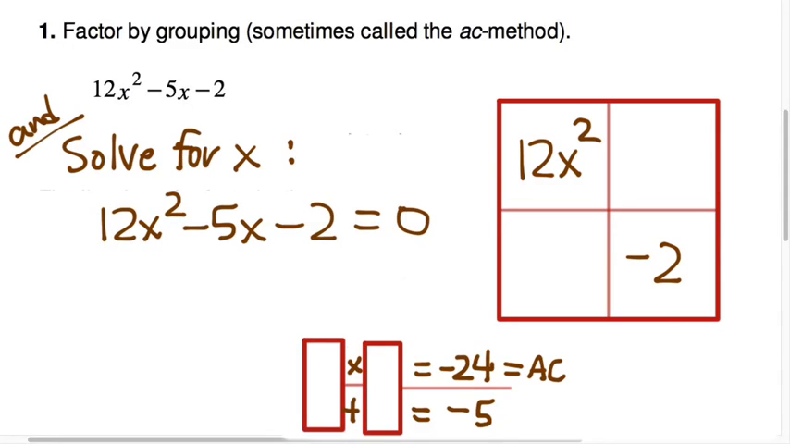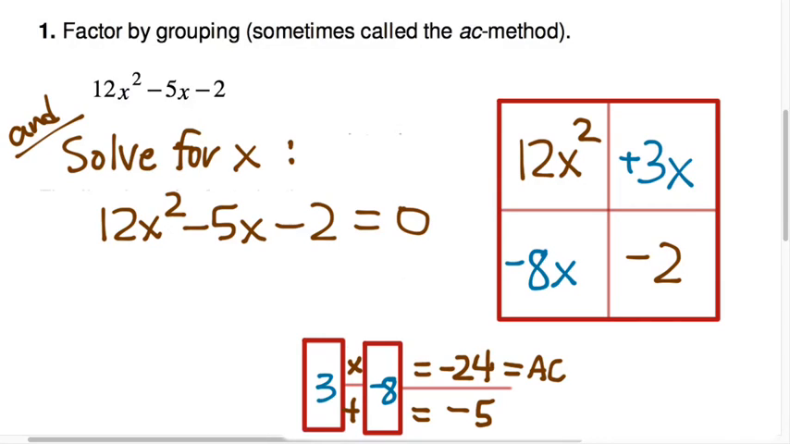So two numbers which multiply together to give me -24 and which add together to give me -5. What pair of numbers did you find that fit that bill? 3 and -8. They multiply together to give me -24. They add together to give me -5. Great. So then we use that 3 and that -8 to split apart the middle term. So +3x, and -8x. That's where my x's are going to come from.